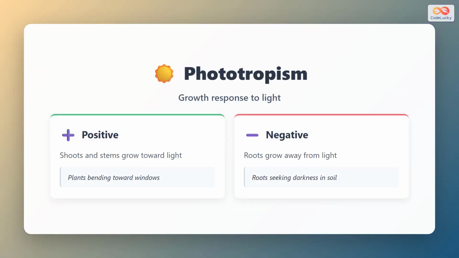Phototropism is the growth response to light. When light hits a plant, different parts respond differently. Shoots and stems exhibit positive phototropism, meaning they grow toward the light source. This is why you see houseplants bending toward windows. On the other hand, roots show negative phototropism, growing away from light and deeper into the dark soil where they can absorb water and nutrients.